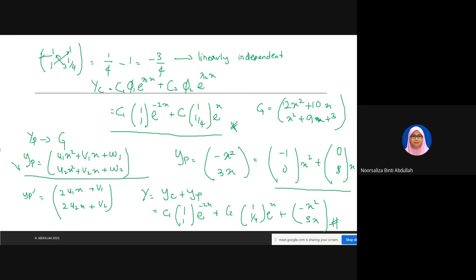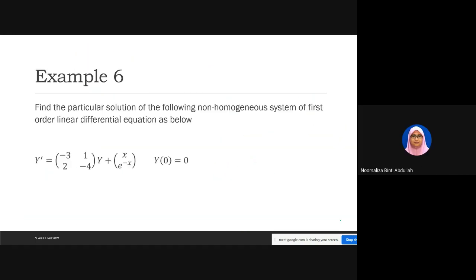Okay, so last example, example 6. This one kita discuss hari Rabu boleh? Boleh. So example ni kita discuss hari Rabu sekali dengan tutorial. Make sure you try tutorial. So maksudnya this week saya dah habis chapter 3. So next week saya akan masuk chapter 4.